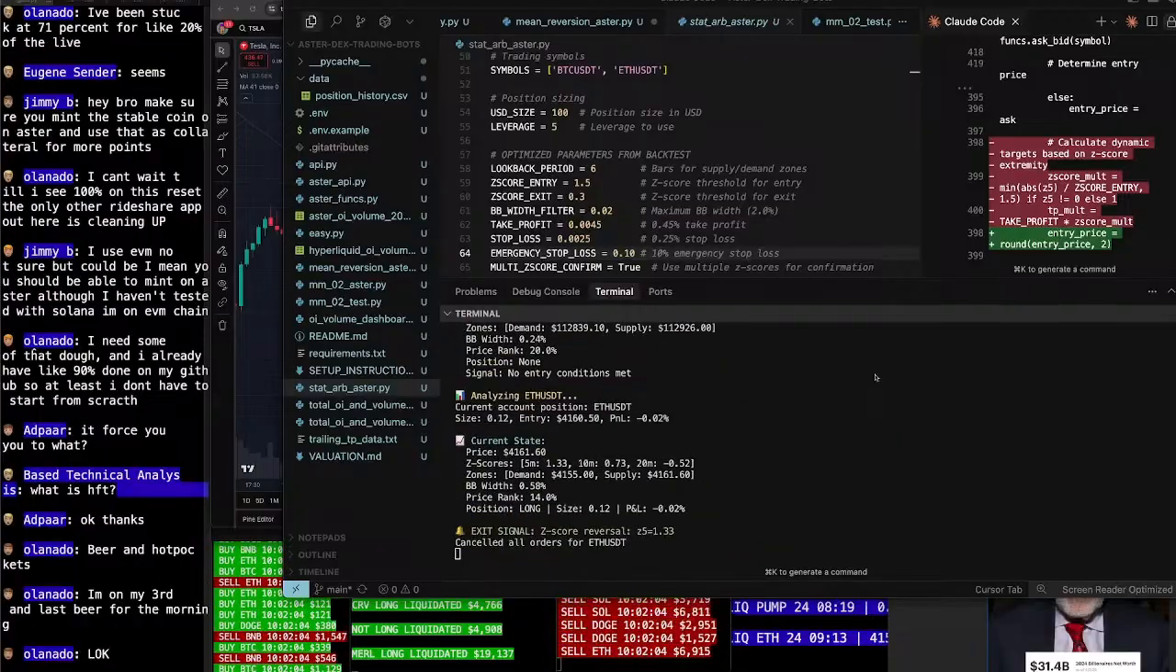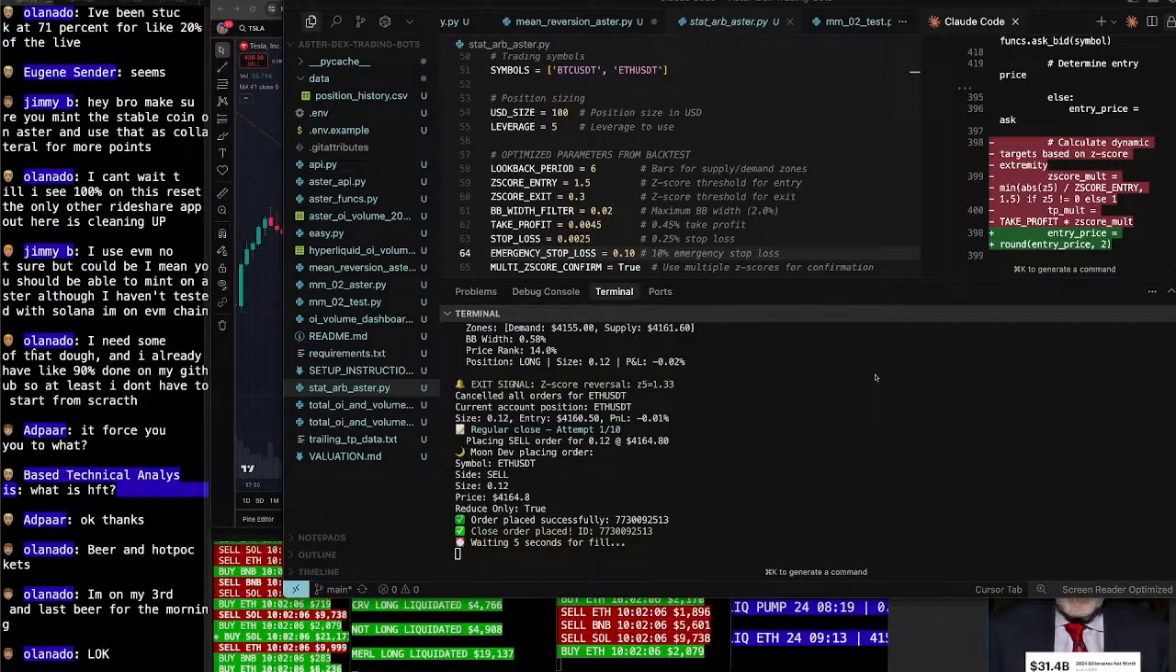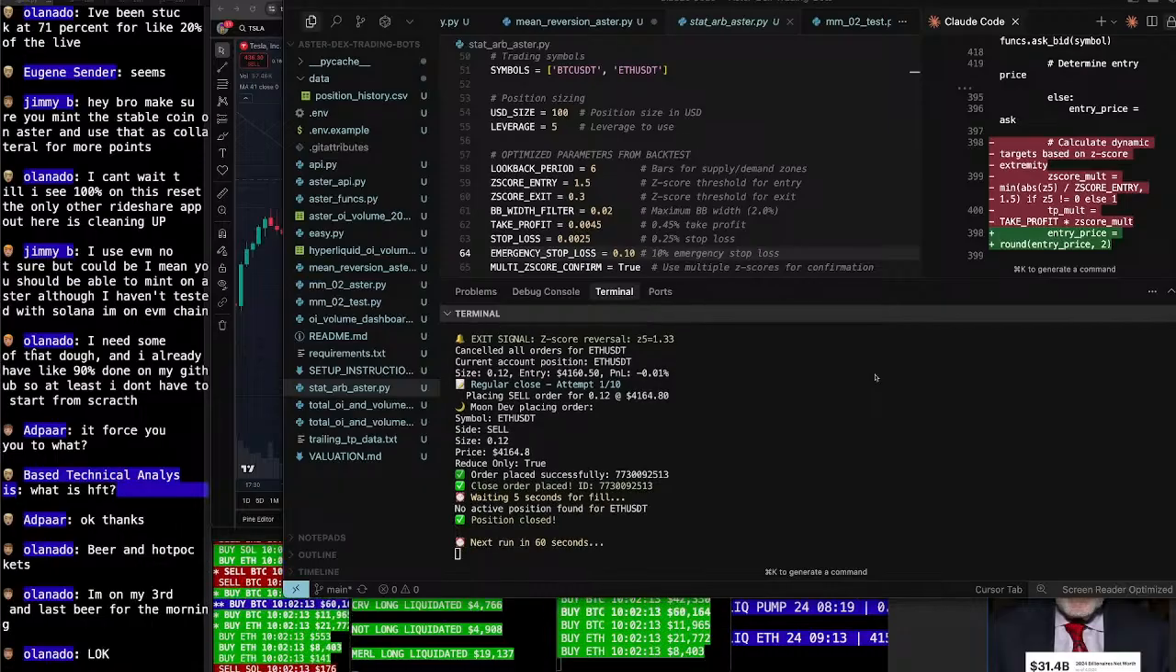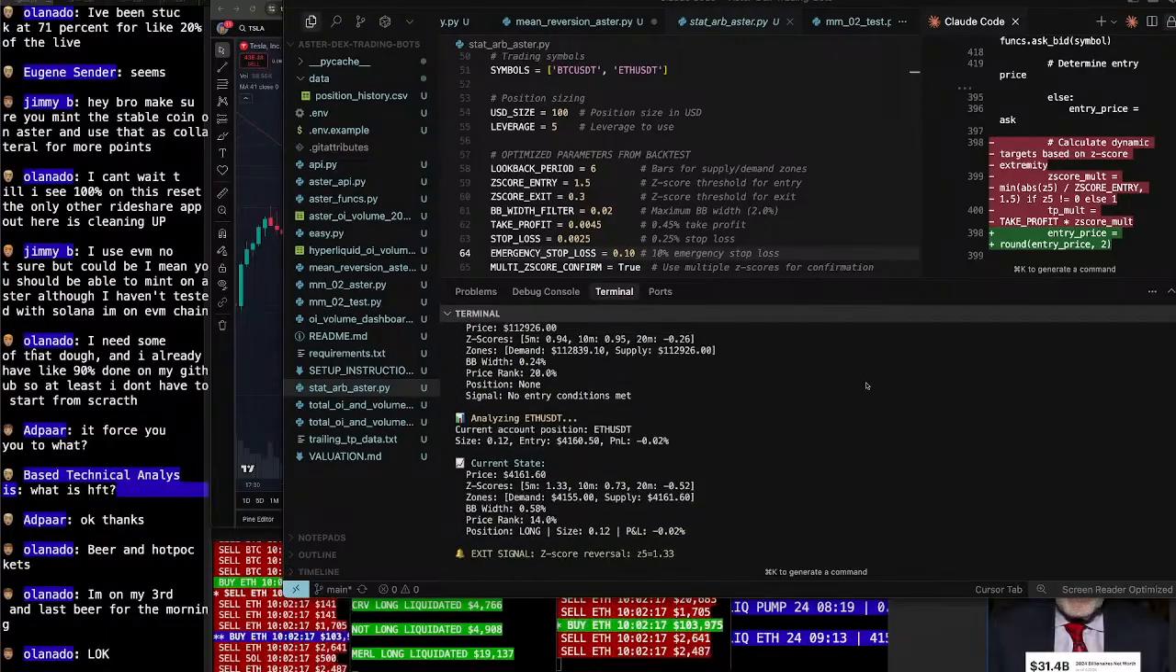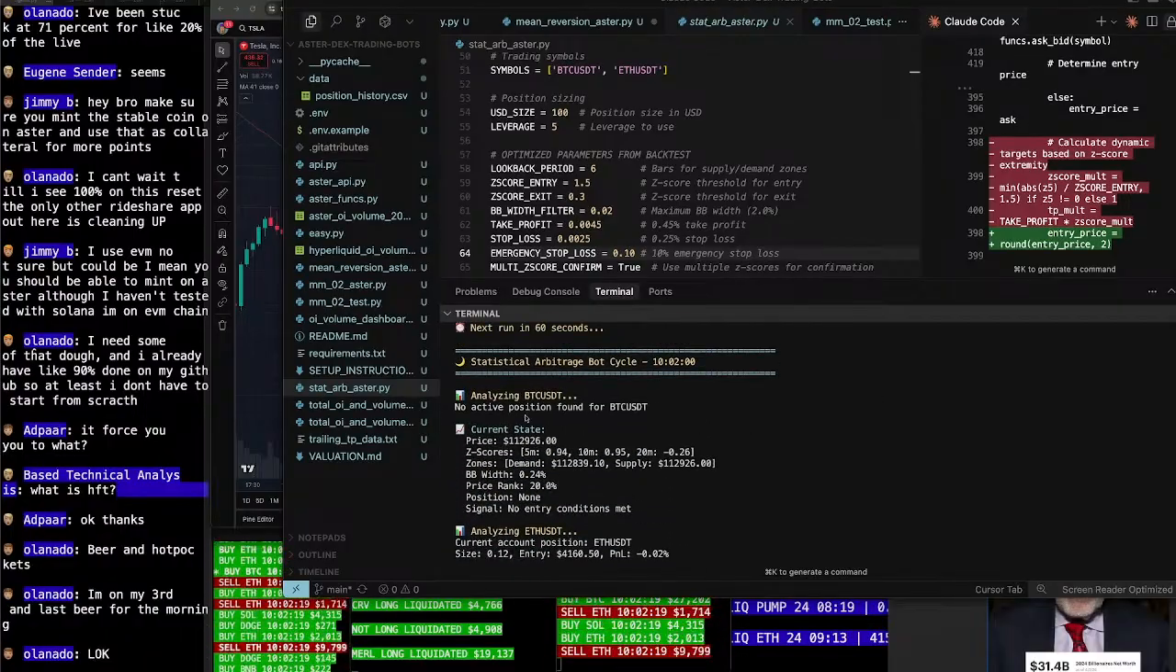So no entries, analyzing ETH, canceled all orders, closing ETH position here, and it's been filled. Great, dude. Next run in 60 seconds. Let's go see what it did with BTC. No active positions found for BTC.